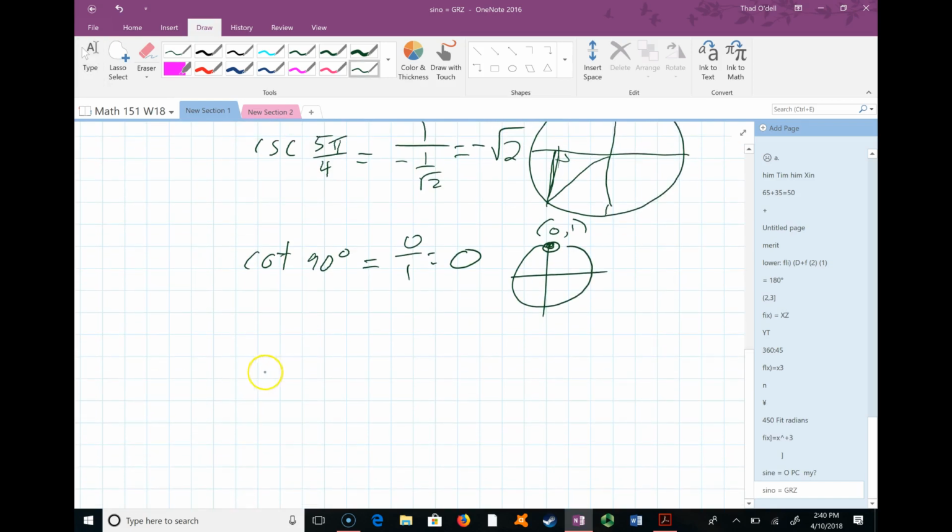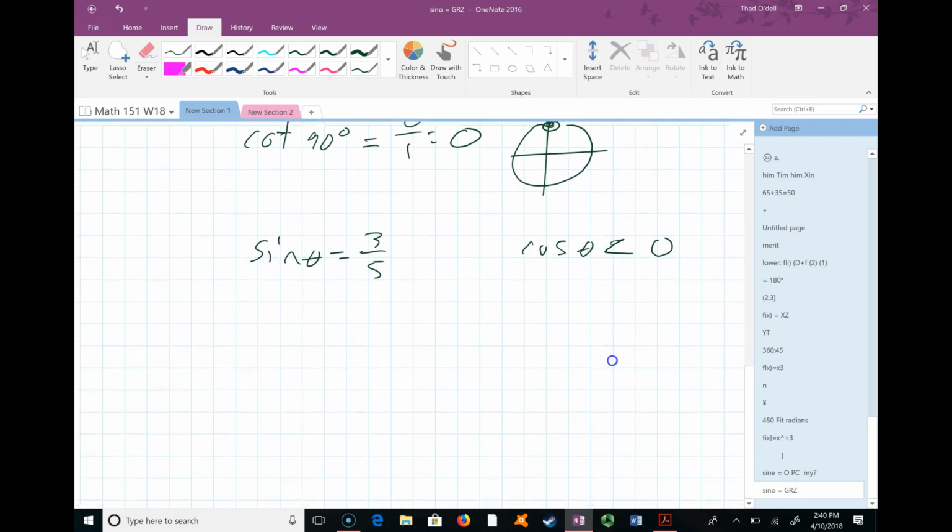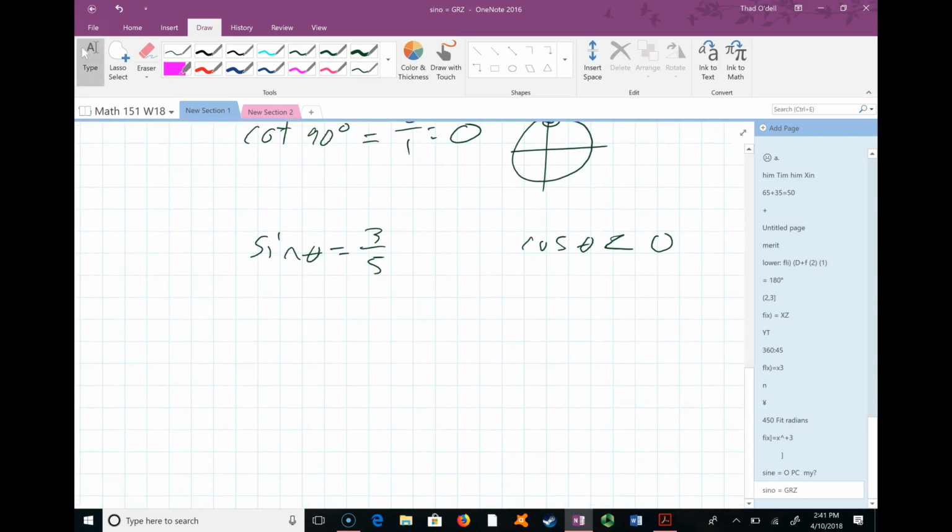Likewise, if I know that, for example, sine of theta is equal to 3/5, and cosine of theta is less than 0, so that immediately tells me that sine is positive, cosine is negative, must be in the second quadrant, right? And I want to find what cosine of theta is, tangent of theta, what secant of theta is, cosecant of theta, and cotangent of theta.